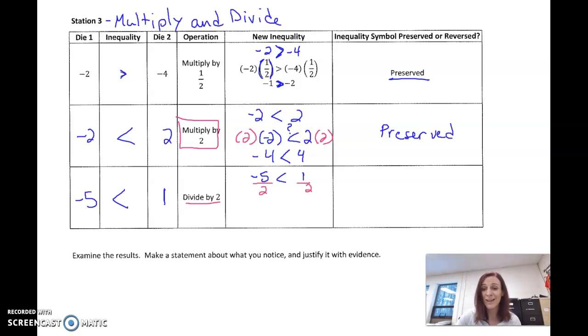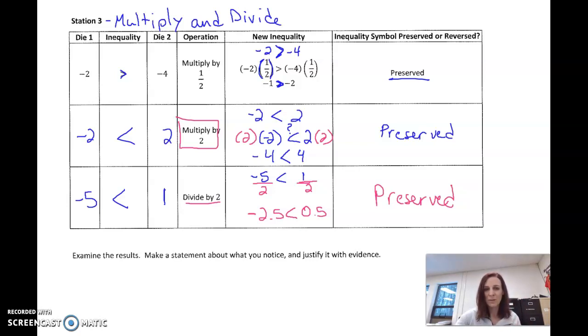And even if you just grabbed a calculator for this, right? Negative divided by a positive is going to be negative. 5 divided by 2, I'm just going to use the decimal. That's 2.5, 2.5, right? Change it to a mixed number. 2 and 1/2. 1 divided by 2 is a half. Well, is -2.5 less than a half? Yeah, negatives are always smaller than positives. So this is also preserved. So now we were multiplying and dividing, but they're preserved.